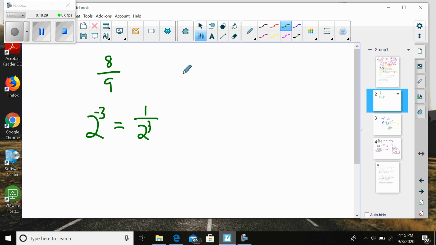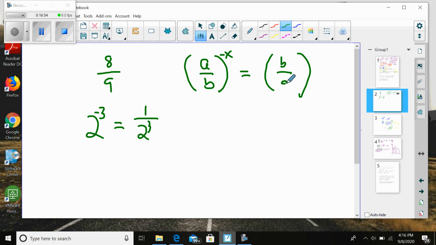Now there's a formal rule, and you'll need this rule later on when you get to number 13 and 14. There is a formal rule that says that if you're working with a fraction to some negative power, if you take the reciprocal of the base, then the exponent becomes positive. Okay, so that's the official rule.